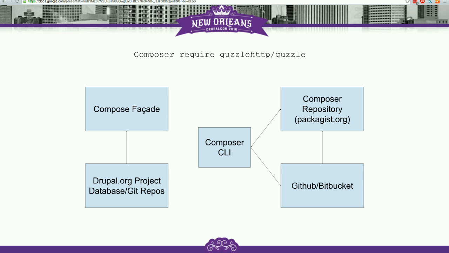And so, of course, you add new commits, it updates the facade. You want to add, say, the token module to your project. You say composer require Drupal token. And then the Composer command line interface is going to hit the Composer facade, get all the metadata, and download stuff from Drupal.org. So it works essentially the same way.